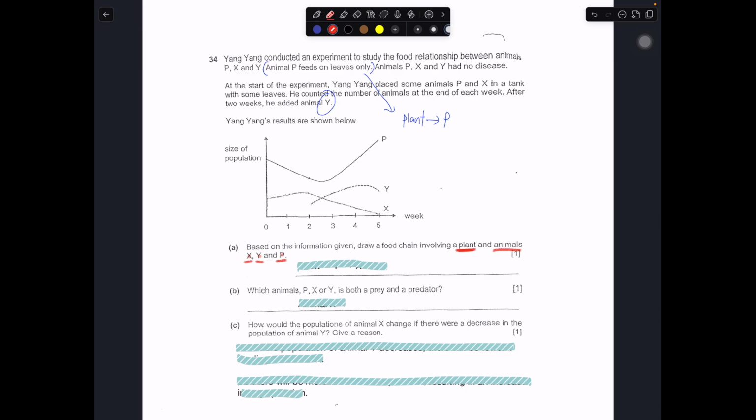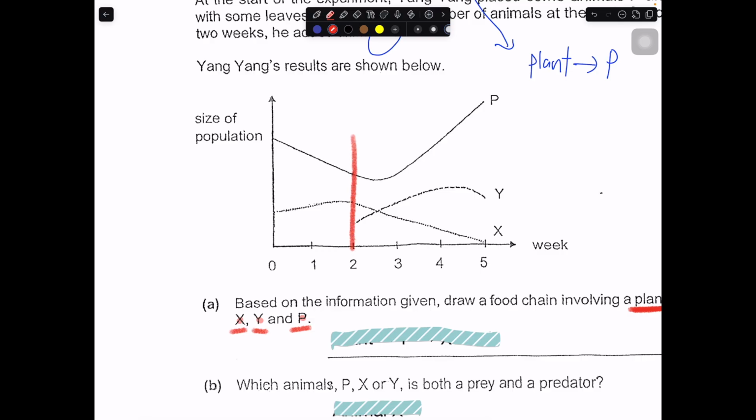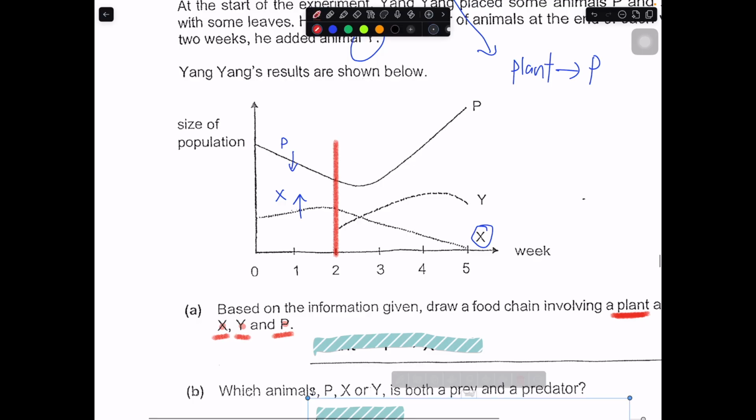So let's focus on the first 2 weeks first. How do we construct this part? Okay, first 2 weeks, can you see that P went down, P decreases, while X over here went up. X increases. So very straightforward. This part must tell you that the plants, we already know that plants are eaten by P, right? So where does X come into play? X must be the one that is feeding on P, because P went down, X went up. So the population of P went down because X feeds on P.